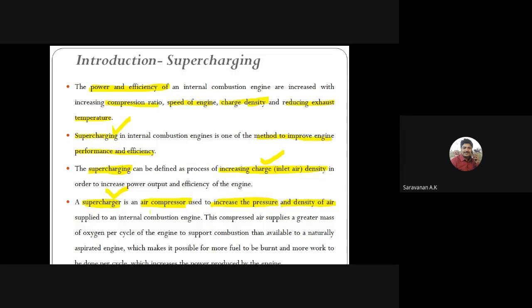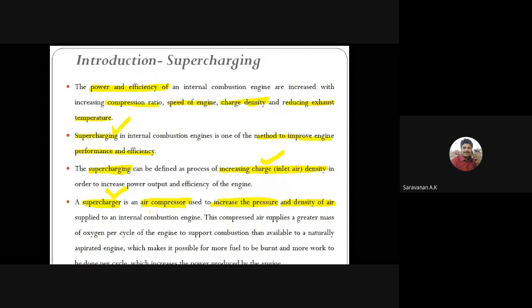Once the air supply is more and the mass density is more, the oxygen content increases, since the air contains oxygen. Due to that oxygen, the combustion will be somewhat better.